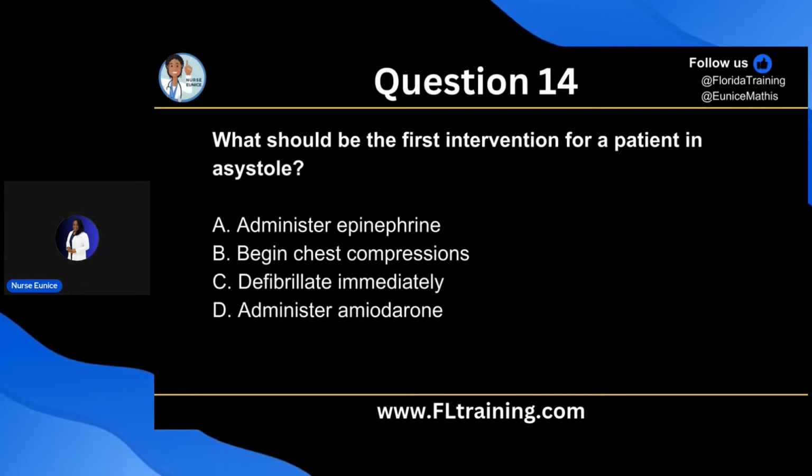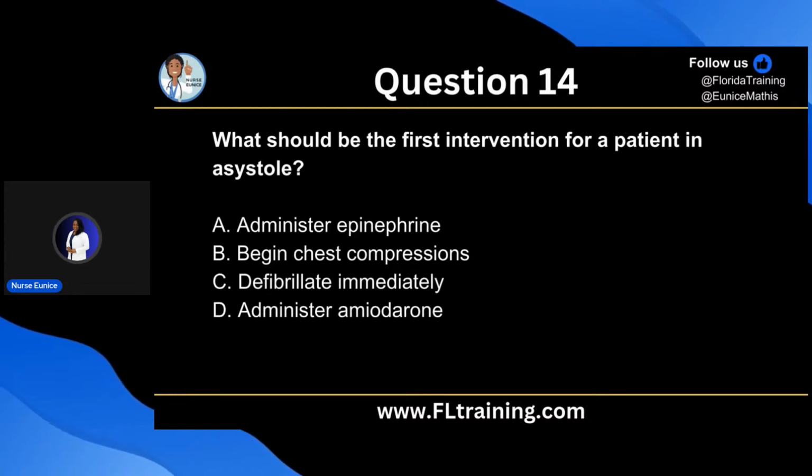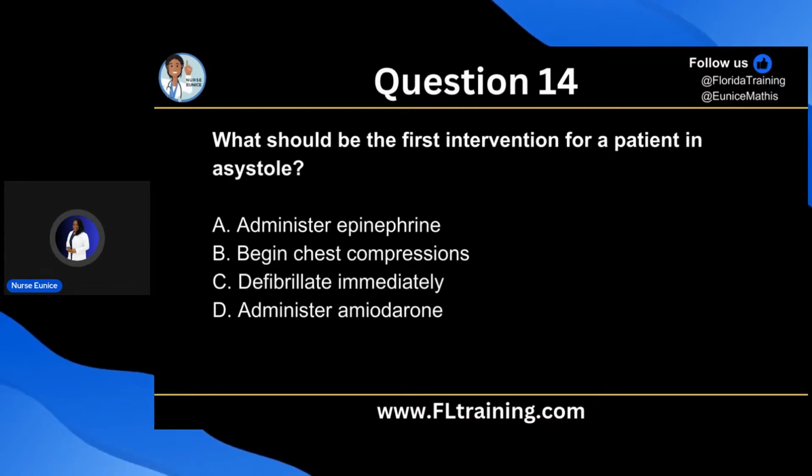Question 14, what should be the first intervention for a patient in asystole? Asystole is the flat line. This person is gone. What is your first intervention? Is it A, administer epinephrine, B, begin chest compressions, C, defibrillate immediately, or D, administer amiodarone?